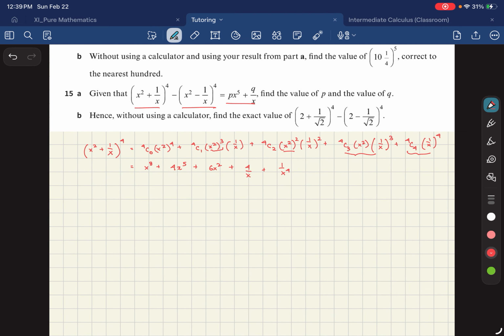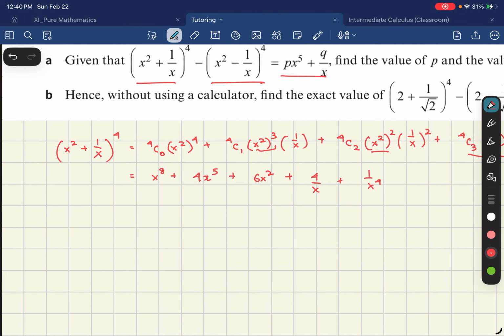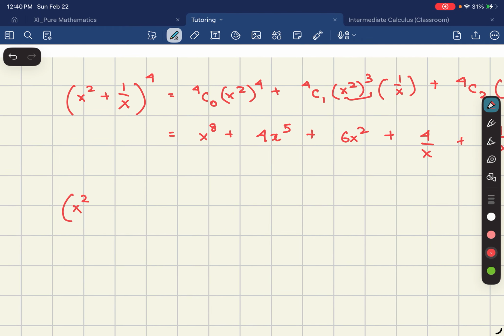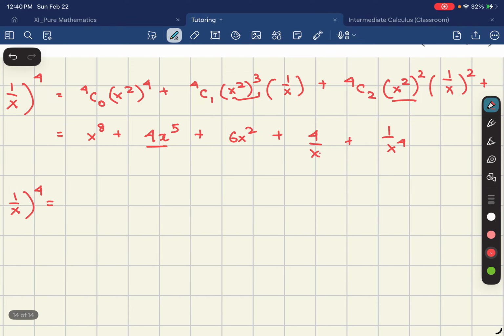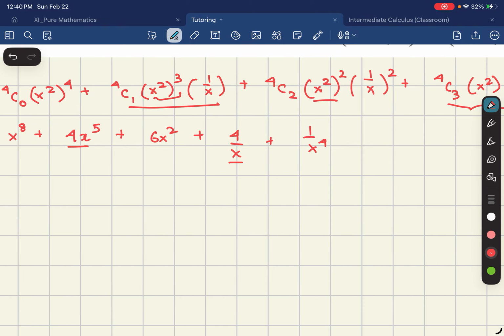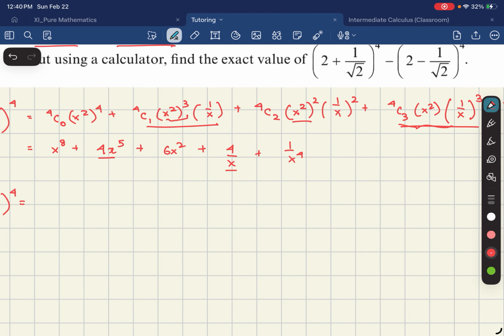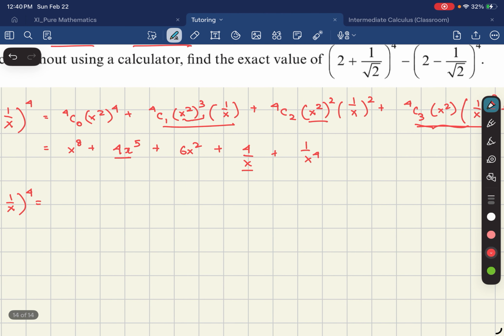So now we have this. We can easily figure out what this is going to be. x squared minus 1 over x to the power 4 is going to be, wherever we have an odd power of x, like these two, right? This had an odd power and this had an odd power. So wherever we have an odd power of 1 over x, those are going to be negative.